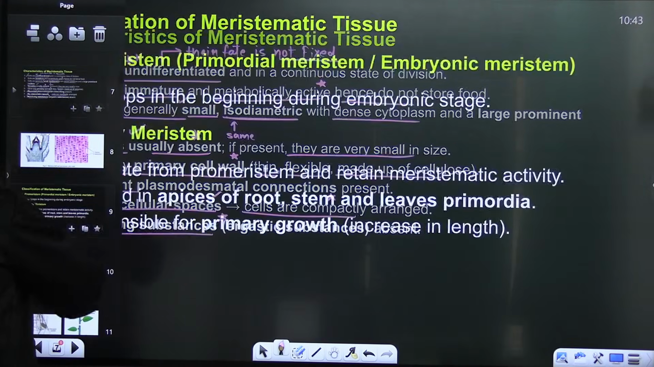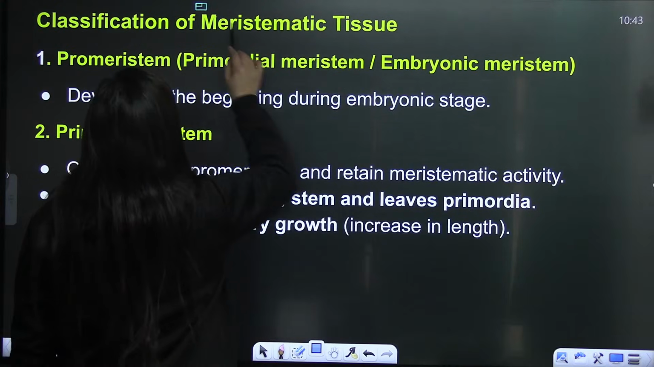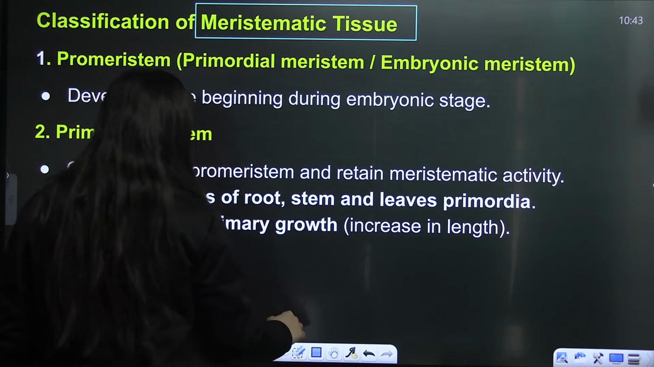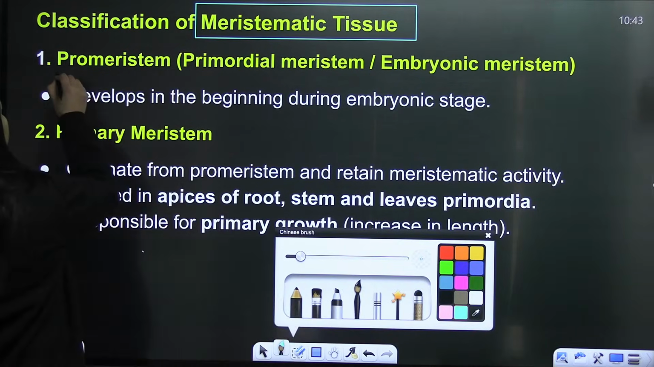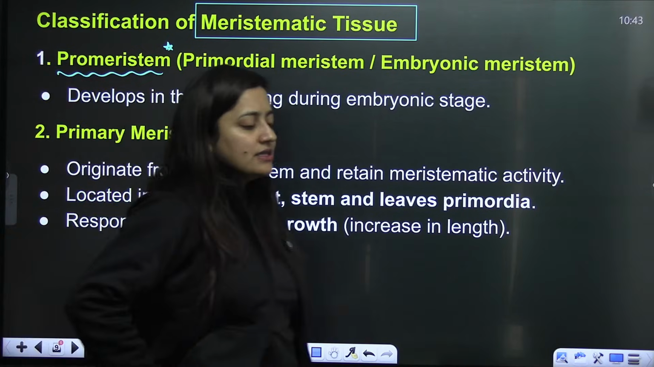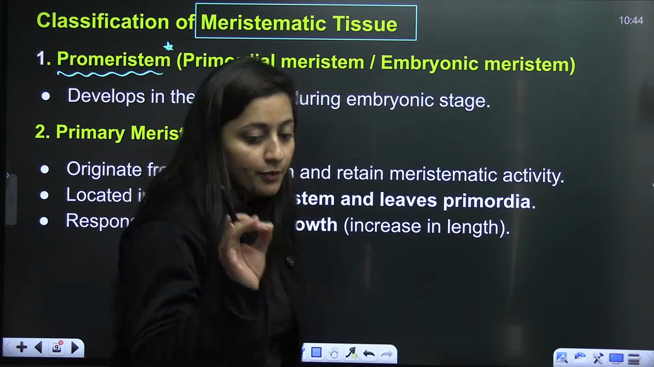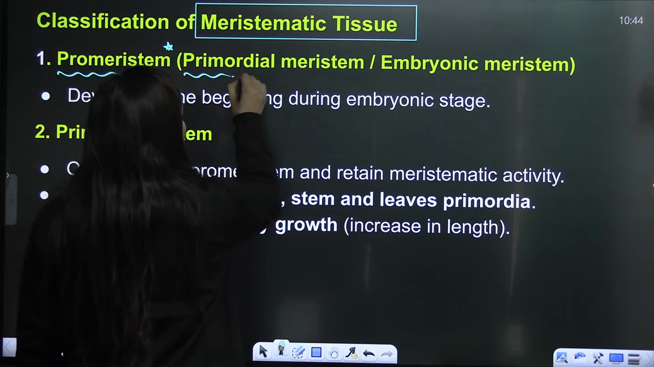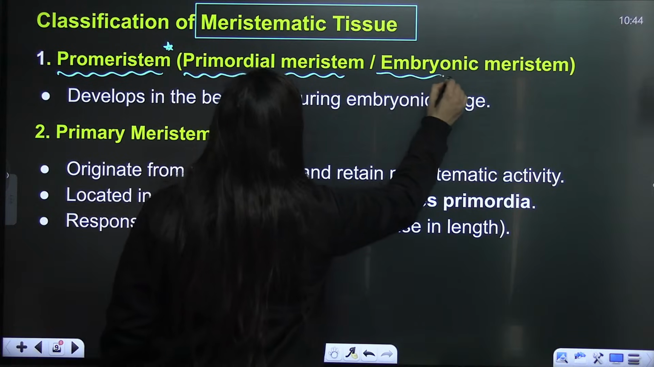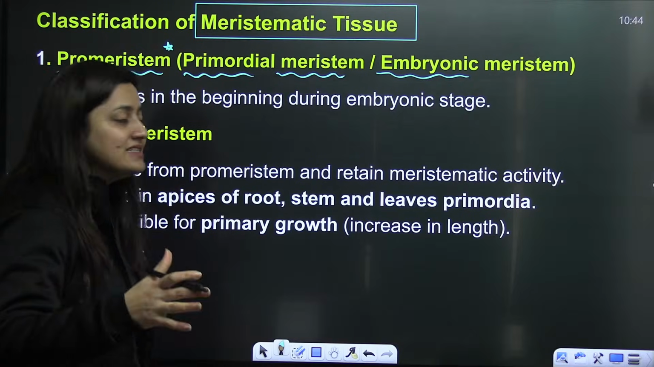Understood? So let's talk about the classification of the meristematic tissue. There is promeristem. The number one thing that you have to keep in your mind is promeristem. Please pay attention. Promeristem is also known as primordial meristem, which is also known as embryonic meristem.